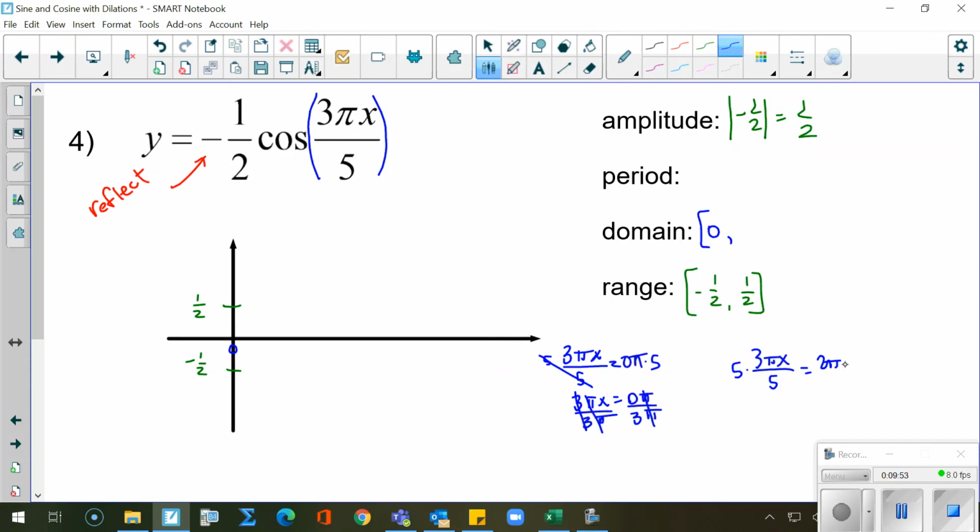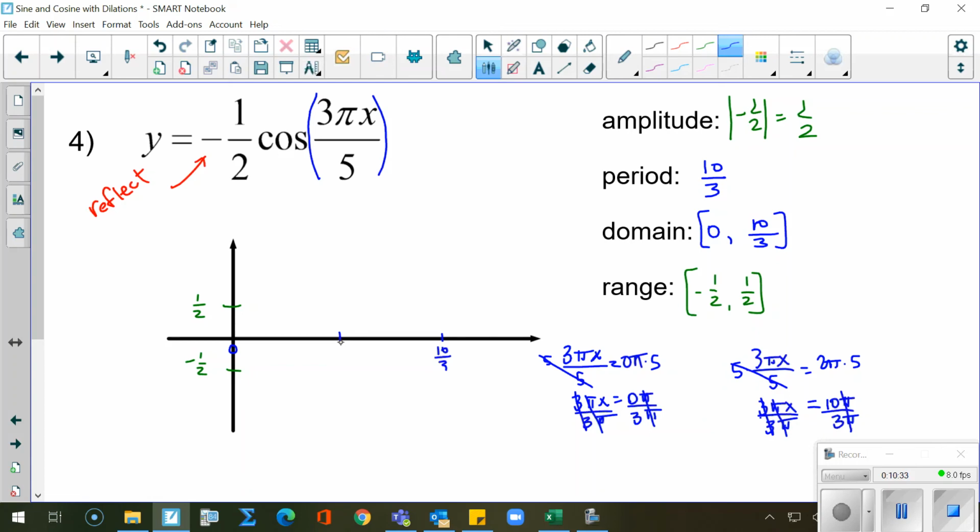Multiply by 5. Divide by 3 pi. Again, the pi cancels out. My one phase of this cosine graph ends at 10/3. Oh, we've got some good fractions we're working with today. 10/3 minus 0 is 10/3. That's the easiest way to find period this time.